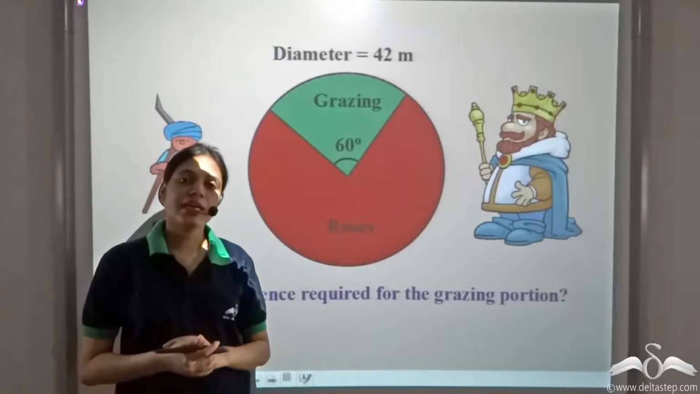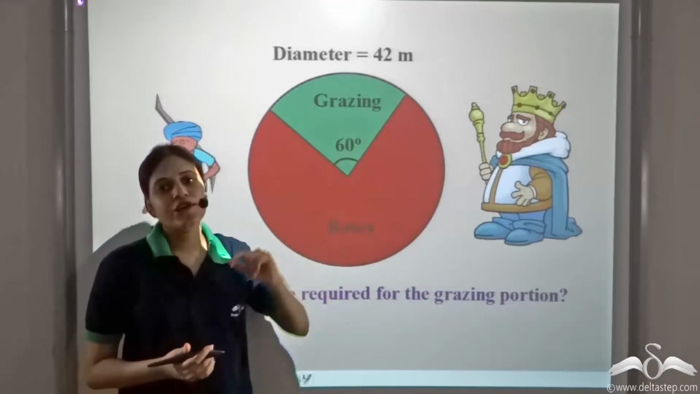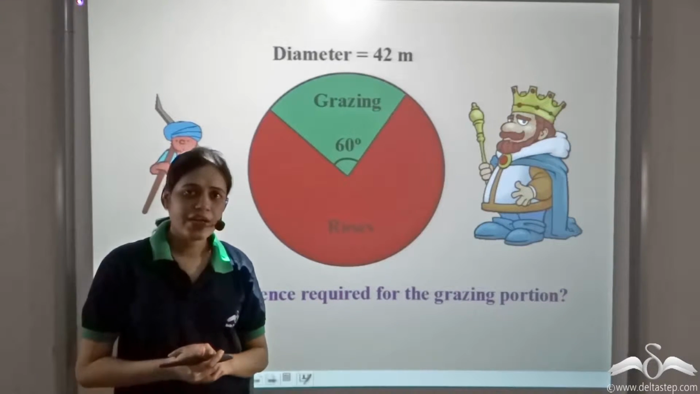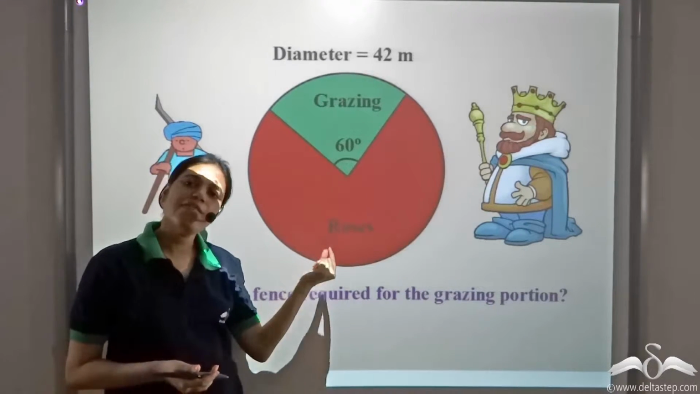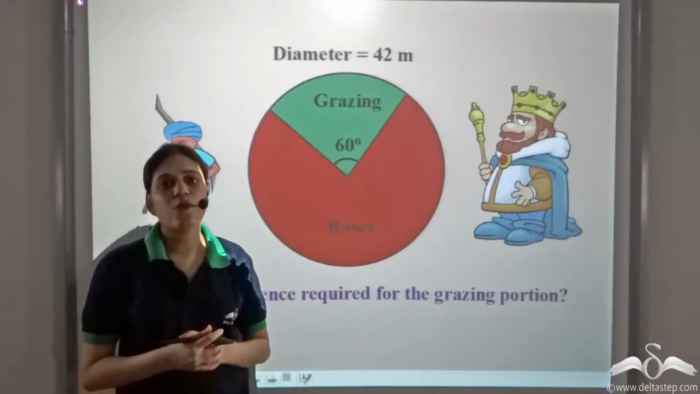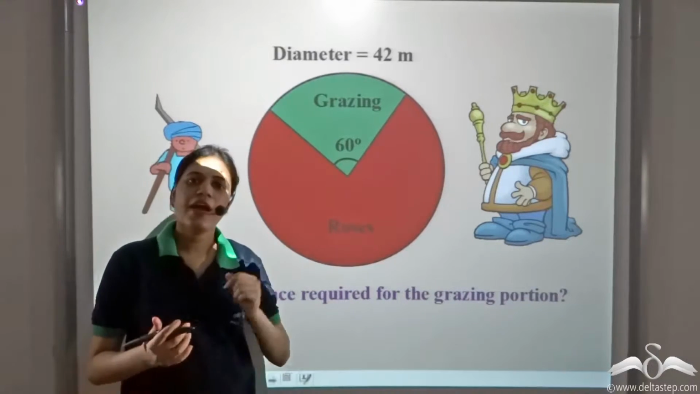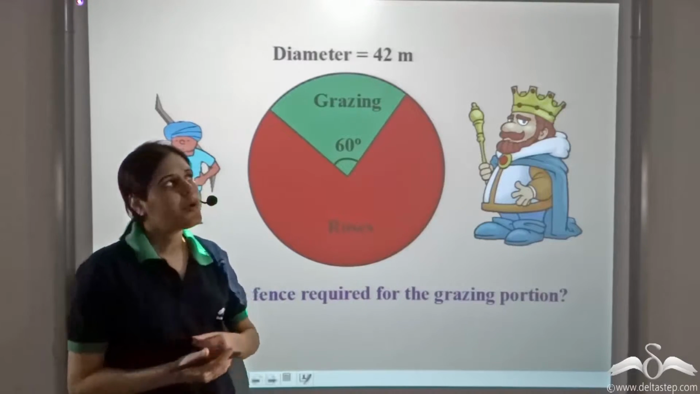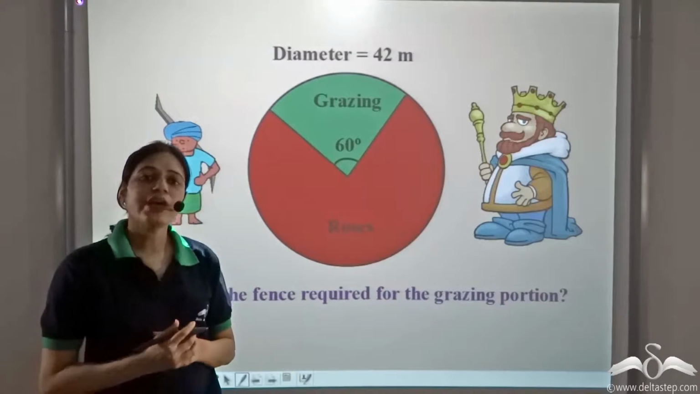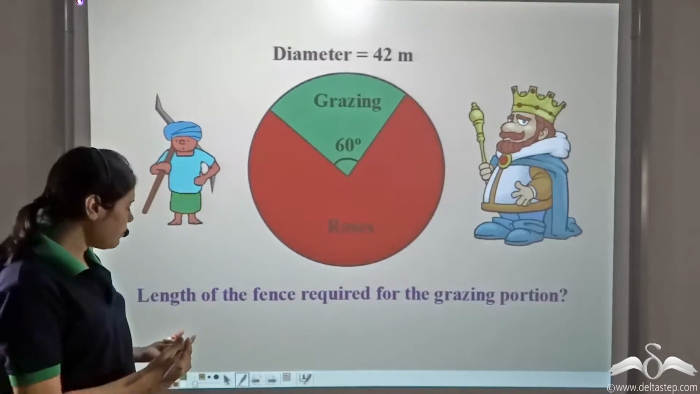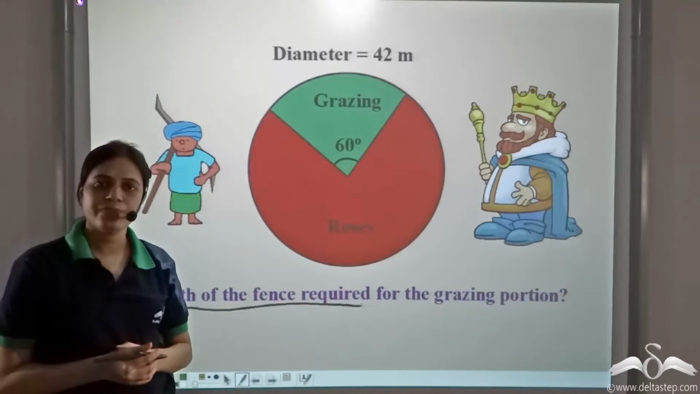Now, the king wanted to fence the region demarcated for grazing of animals. Why? Because he did not want the animals to move to the area where there are roses and eat up all the roses, nor did he want them to leave the garden and go away. So, he wanted to fence the entire grazing region. So, he asked the gardener, what will be the length of the fence required for the grazing portion?